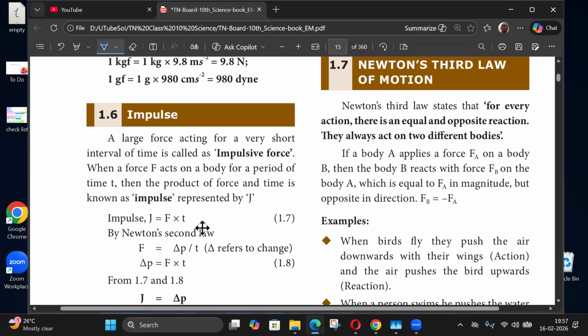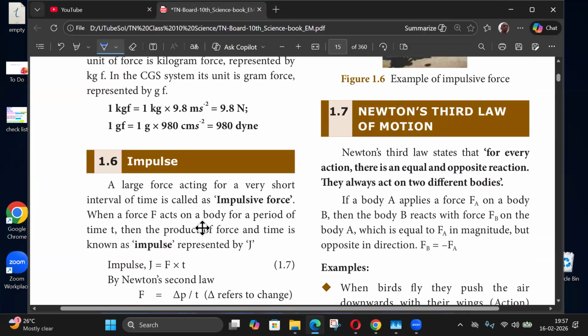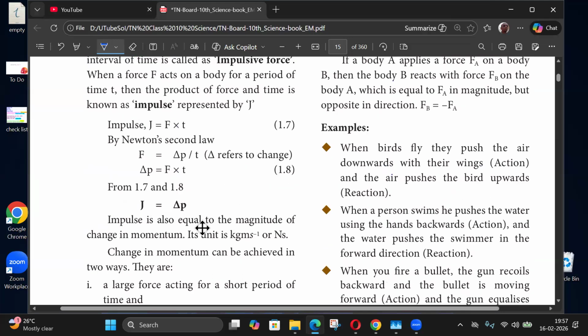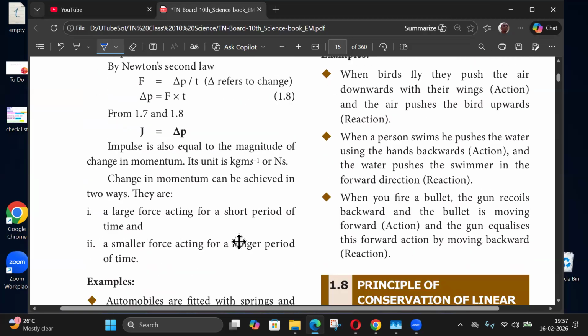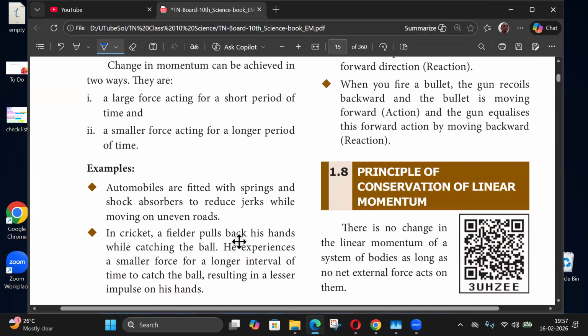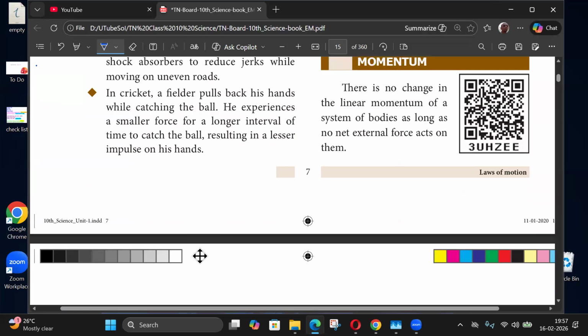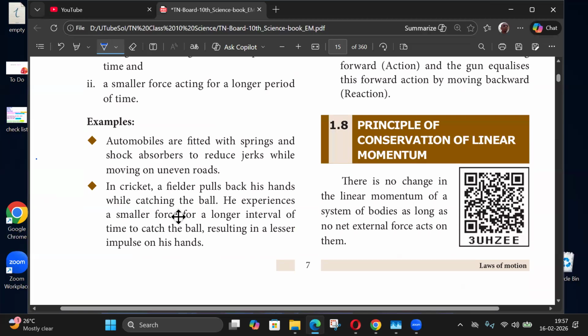Impulse is just the change in momentum. Okay, so impulse by time is in some sense force. And also the principle of momentum, linear momentum conservation.